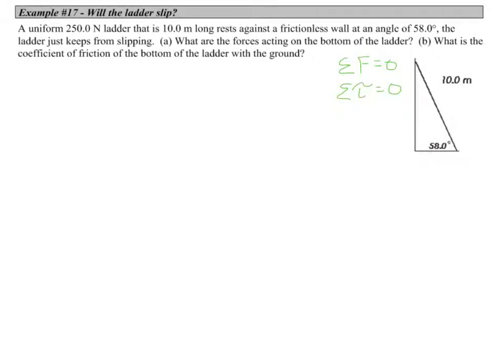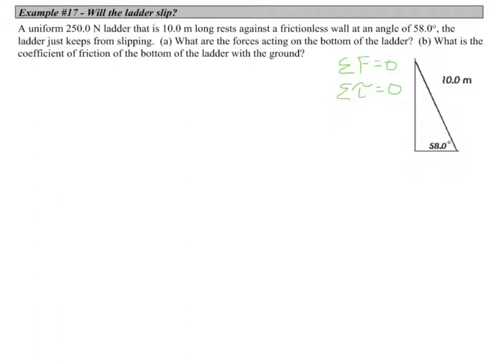In our final example, we're going to look at a 250 Newton ladder that's 10 meters long, resting against a frictionless wall at an angle of 58 degrees. Now this ladder is set so that it just keeps from slipping, so we're right at that threshold point of friction on the floor. Okay, so we want to know what the forces are acting on the bottom of the ladder and what is the coefficient of friction at the bottom of the ladder with the ground.